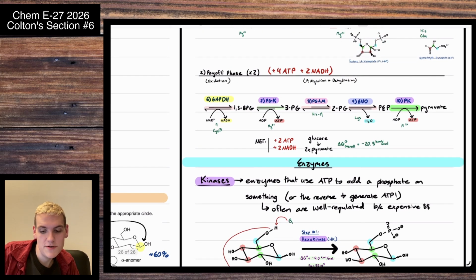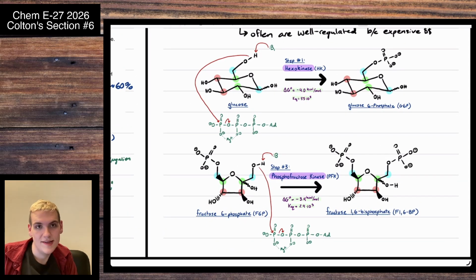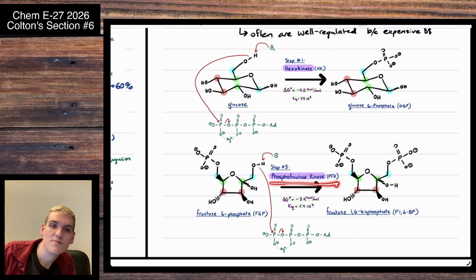The kinases in step 2 in the payoff phase are the ones that make ATP. So we can also call something that generates ATP a kinase if you generate ATP by putting a phosphate onto ADP. But the mechanism for these 2 that are in the first half of glycolysis, these 2 kinases, the first one's hexokinase, taking glucose to glucose 6-phosphate. And then the second one is phosphofructokinase, or PFK. And it takes us from fructose 6-phosphate to fructose 1,6-bisphosphate.